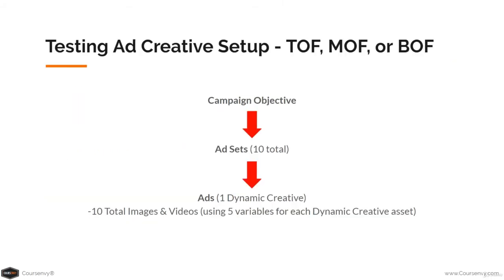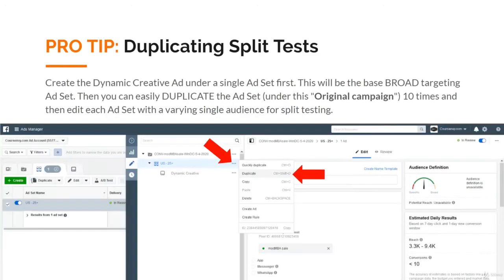So here's my final testing ad creative setup. This works for top of funnel, middle of funnel, or bottom of funnel. We have our single campaign objective, such as traffic, and then under that, I have 10 ad sets, and under each ad set, I have one dynamic creative ad. So this is 10 total images and videos, using 5 variables for each dynamic creative asset.